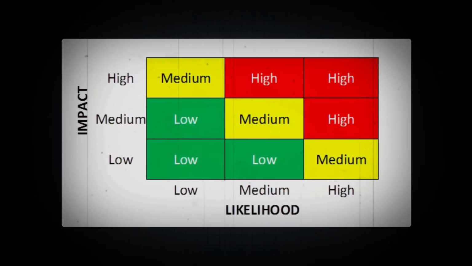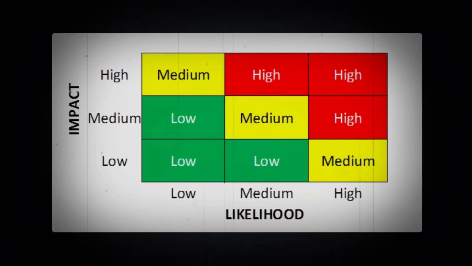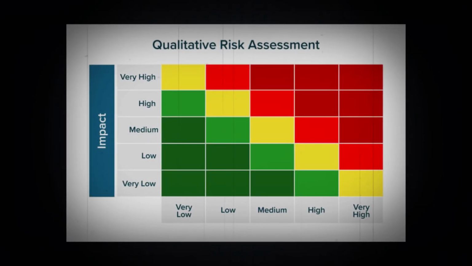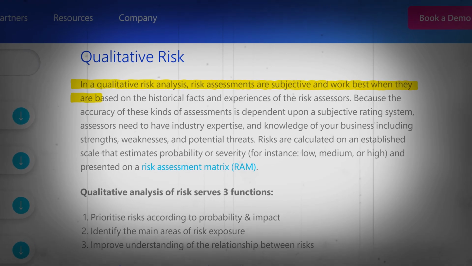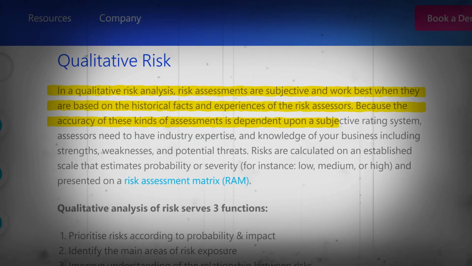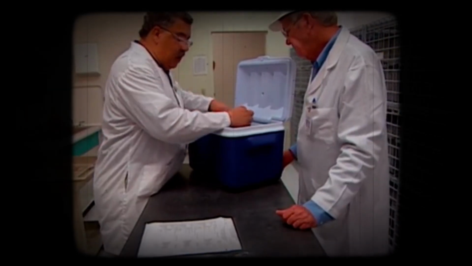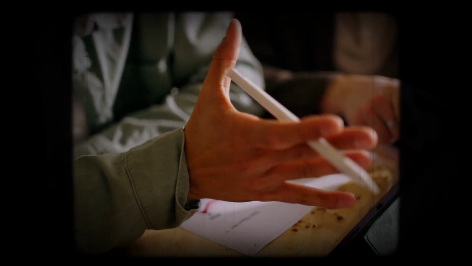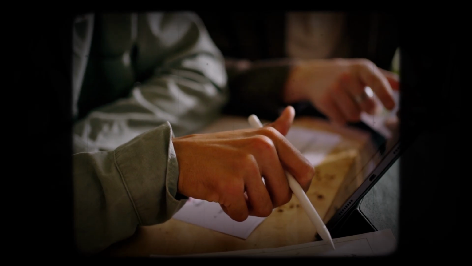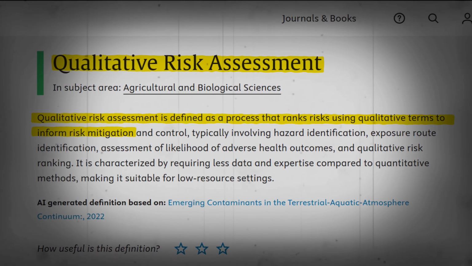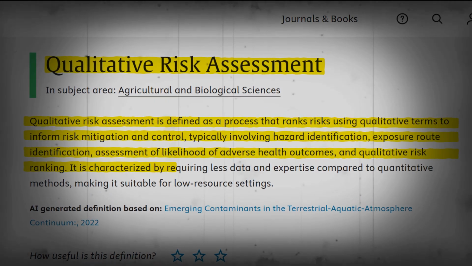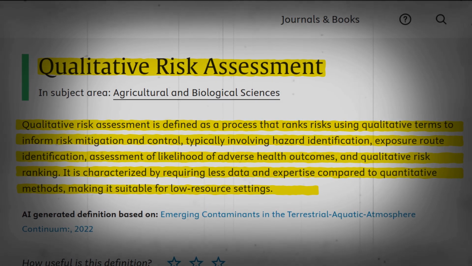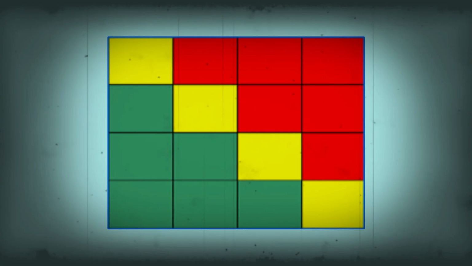Traditionally, this is done using broad categories like low, medium, and high, sometimes expanded into 5 levels. But here's the problem. Those terms are highly subjective. What feels high to one assessor might be medium to another. Even within the same company, two people can interpret the same situation very differently. That's why structure matters. A good qualitative risk assessment must go beyond vague terms and use clear, concrete definitions for both likelihood and severity.